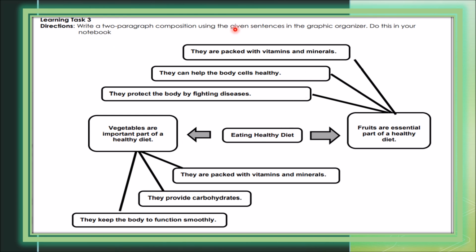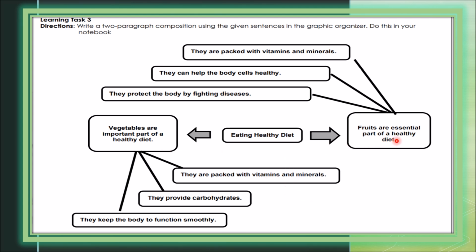So, nakita nyo, these are the graphic organizers, ano? Ano ba ang tinutukoy dito? Tungkol sa eating healthy diet. Okay, ano pang tinitingnan? Yung pagkain, fruits are essential parts of the healthy diet and also vegetables are important part of a healthy diet. So, gagawa tayo ng paragraph composition tungkol dito.